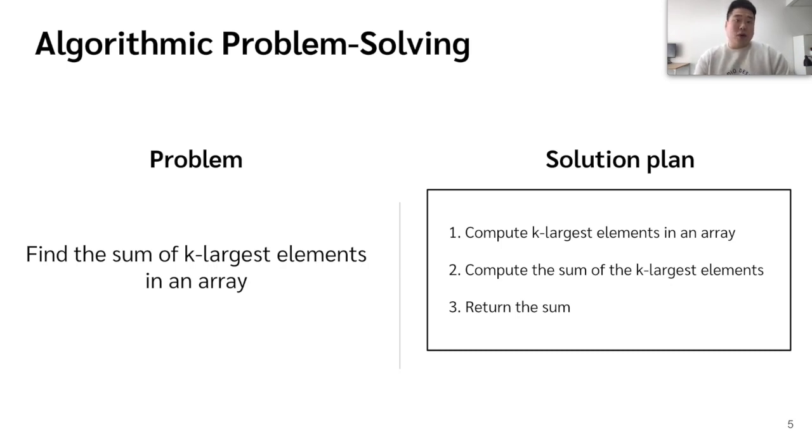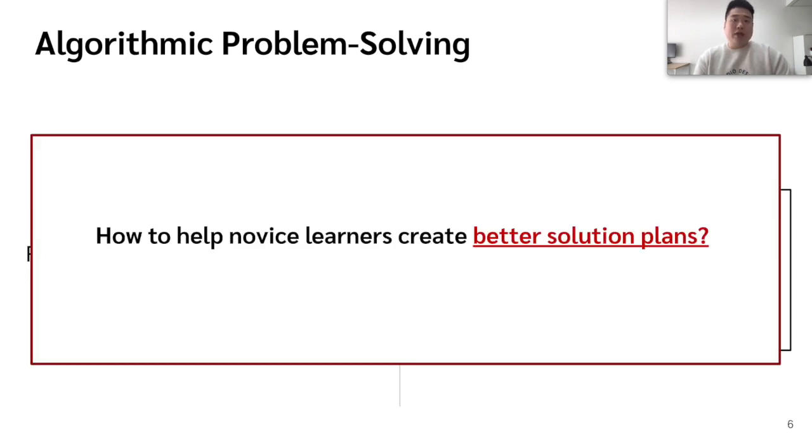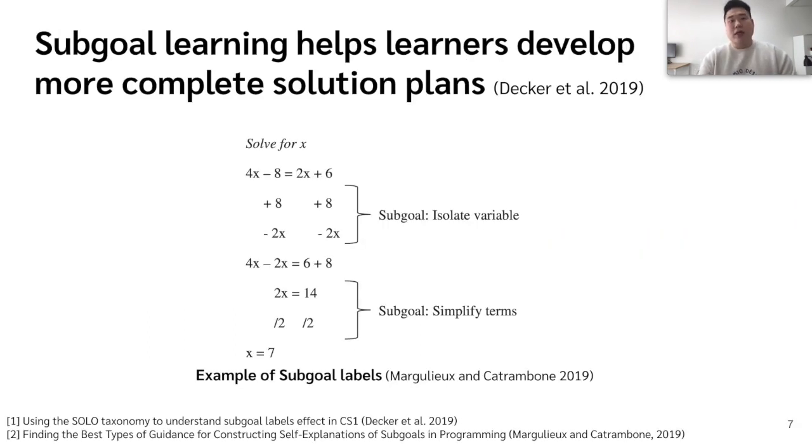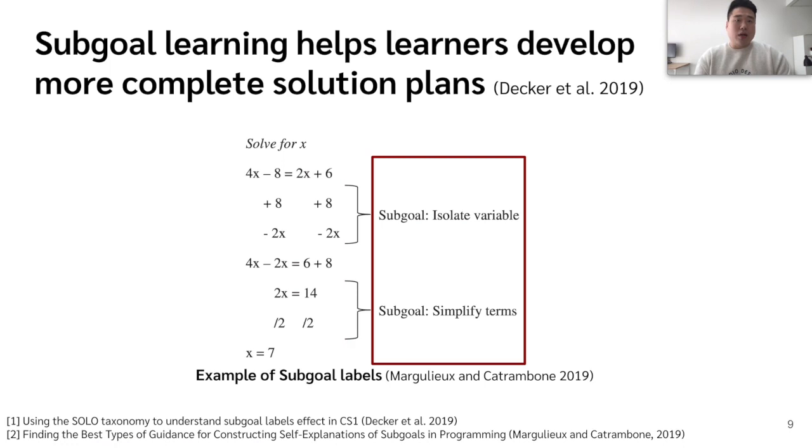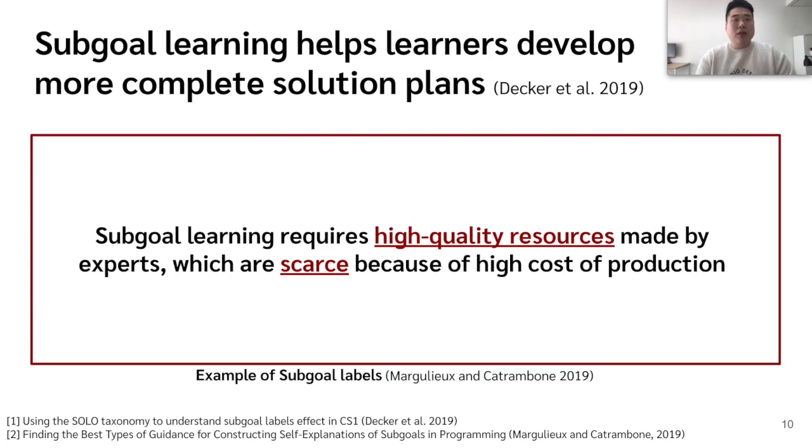Although such planning is really important, novice learners often overlook it. So the question is, how to help novice learners create better solution plans. Research showed that subgoal learning helps learners develop more complete solution plans. Here's an example of subgoal learning where learners receive step-by-step information on how to solve the problem, with the subgoals as well. You can think of subgoals as a group of steps that share the same goal. So yes, it is useful, but it requires subgoals, which are often created by experts. In summary, subgoal learning requires high-quality resources made by experts, which are scarce because of the high cost of production.